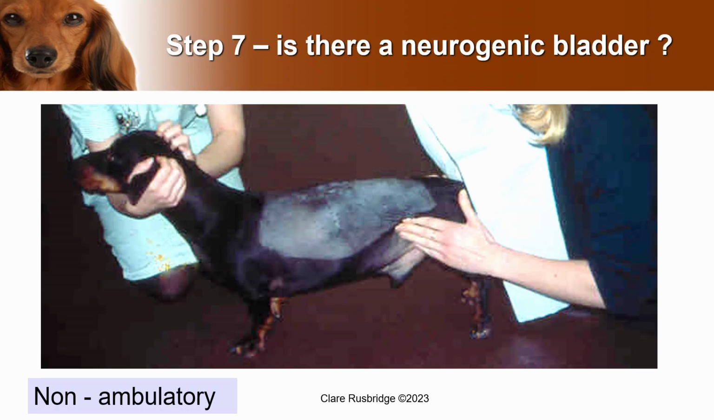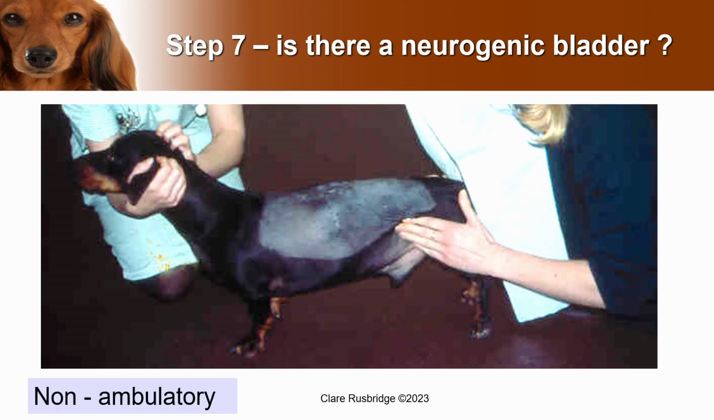So typical neurogenic bladder in the thoracolumbar region would be a very distended bladder. It would feel with increased tone. It would be difficult to express, and what you're seeing here in this image is a colleague trying to express the bladder in a dog with a thoracolumbar lesion.